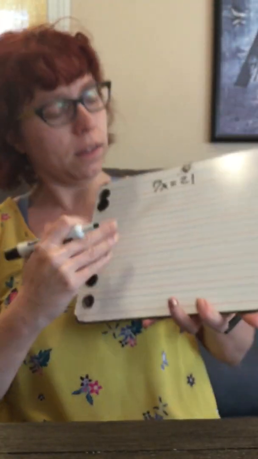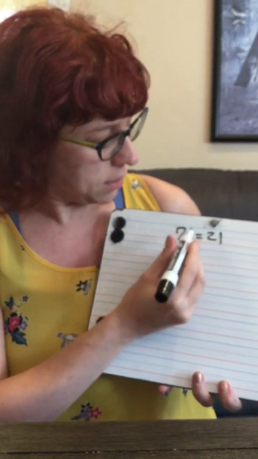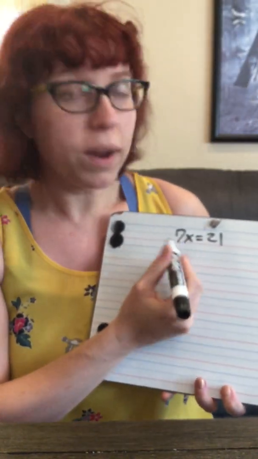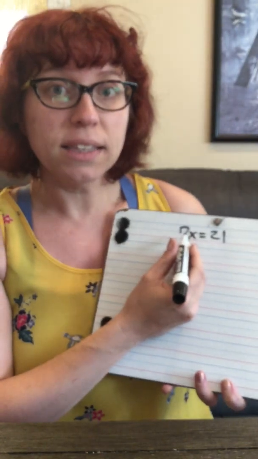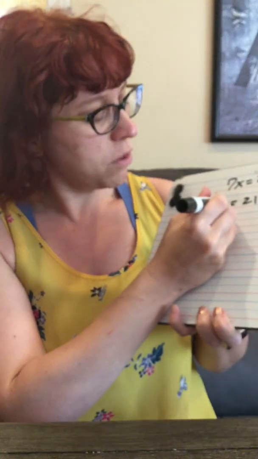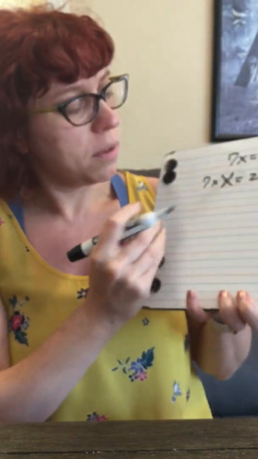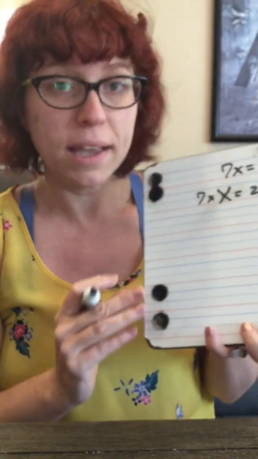equals 21. So if you ever see a problem that has the letter and a number right next to it, what that means is multiplication. So you could write that as 7x times x equals 21. Looks really weird with the two x's, but let me do one big. There you go. So 7x times x equals 21.